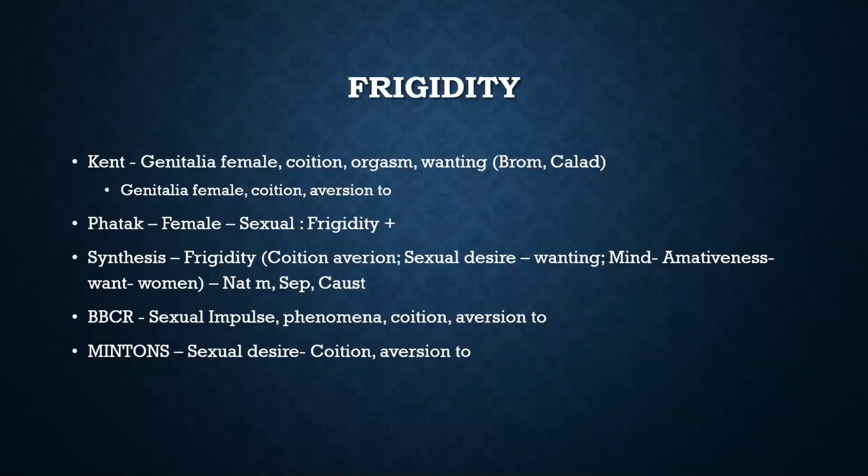Then in the BBCR repertory, you get sexual impulse phenomena, coition aversion to. Then under Minton's repertory, you can search sexual desire, coition aversion to. These are the few rubrics which you can see. And in all this, the two most important remedies which we'll talk about are bromine and caladium. These two are very important for frigidity.